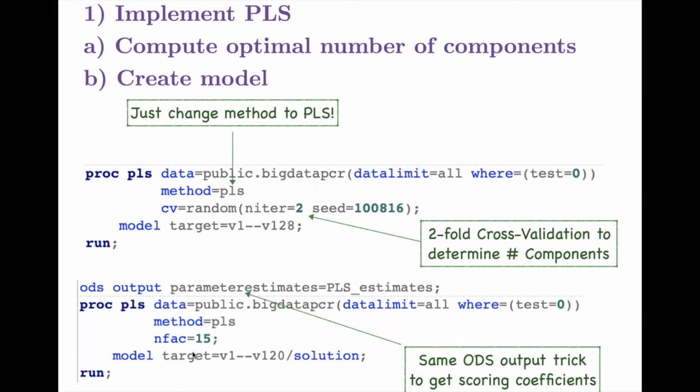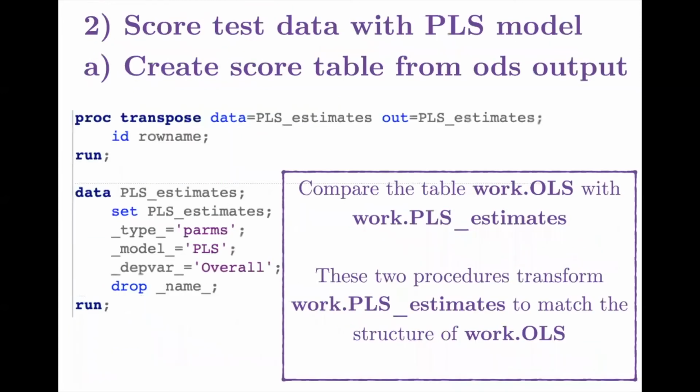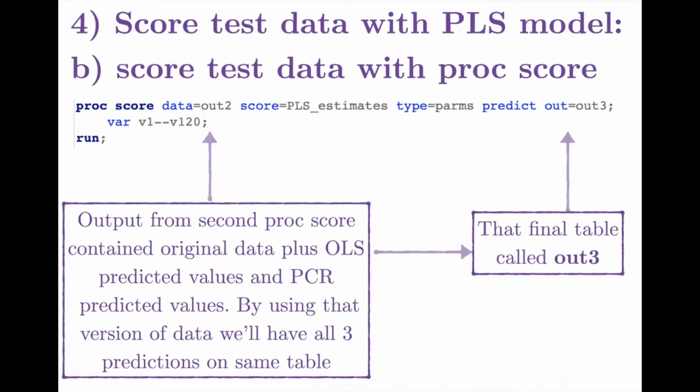So I skipped this step because it's going to take a little while. And I went straight to proc PLS. And I have to do that same ODS output trick in order to get the parameter estimates to put into proc score. And again, if you compare that PLS estimates table that we just output to work.ols, which is the estimates output from proc reg, you'll see that they have the same information, but in a different format. So these two procedures here just transform PLS estimates to match the structure of work.ols. And then we can use proc score.